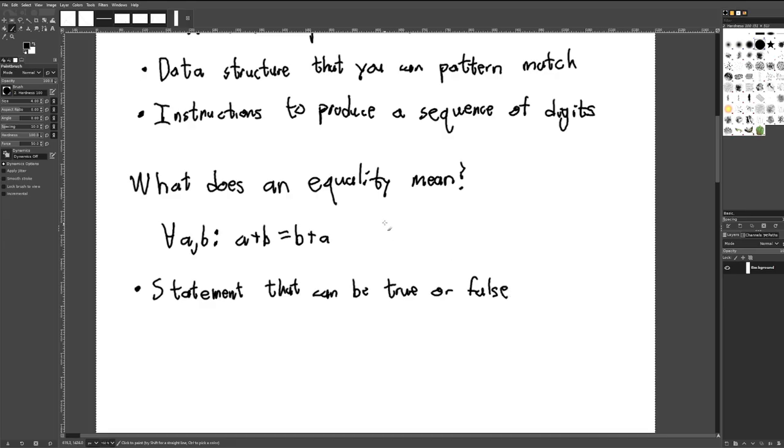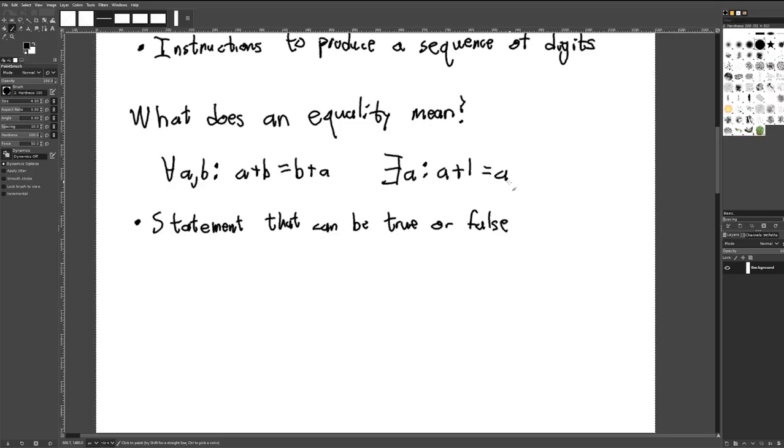And an example of another equality that we can think about is: there exists an a such that a plus 1 equals a. This is clearly false. There is no such a, except infinity, maybe. So maybe this is sometimes true. But anyway, one thing an equality is, is a statement that can be true or false. Another thing an equality can be is an instruction for rewriting expressions. I'll clarify that momentarily.